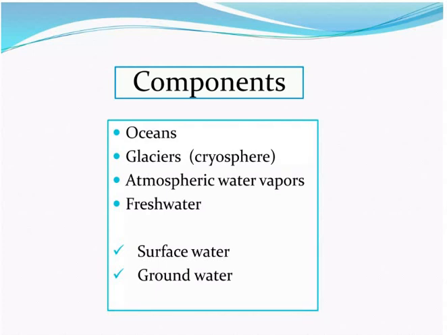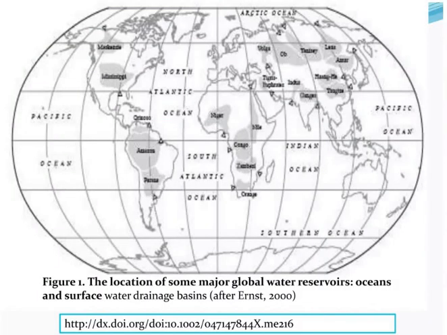So what are the components? Ocean, cryosphere, glaciers, atmospheric water vapor, fresh water, surface water, and groundwater. So this is the pictorial diagram: the location of some major global water reservoirs, ocean and surface water drainage basin.